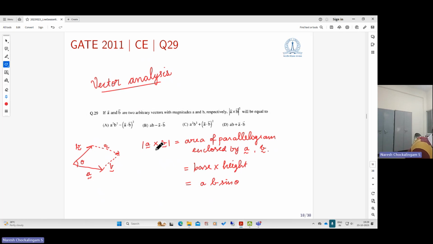And what is the direction of A cross B? It is perpendicular to both A and B. It's perpendicular to the plane containing A and B. So that is not important in this problem. We are interested only in the magnitude. So what is A cross B the whole square? It is nothing but A square, B square, sin square theta.